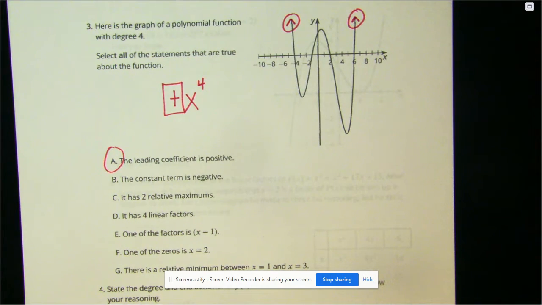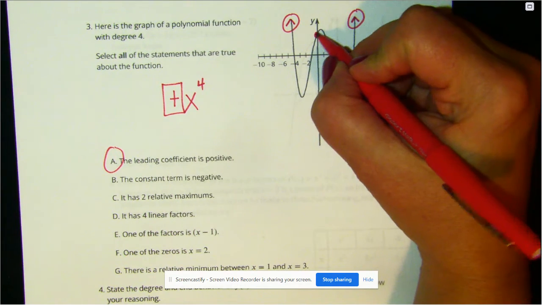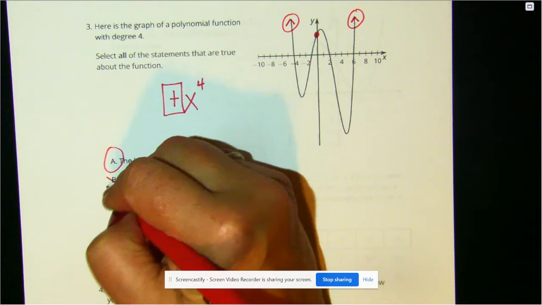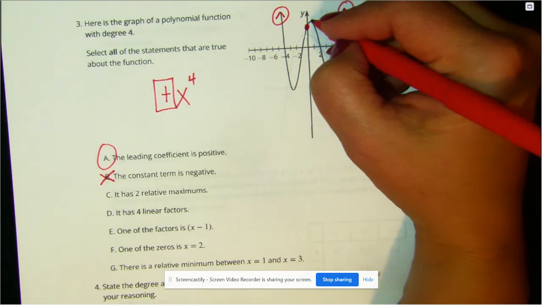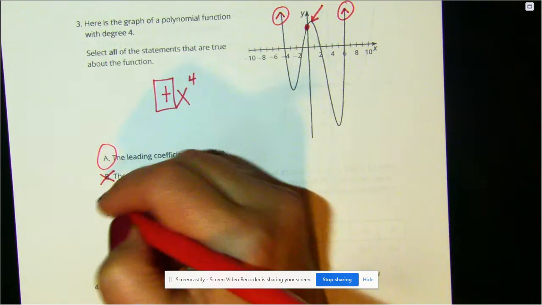The constant is a negative. The constant is your y-intercept. Look right here. That's not in the negatives. It has 2 relative maxes. Your relative maxes are like your mountains, the top of your mountain. I only see 1. No.